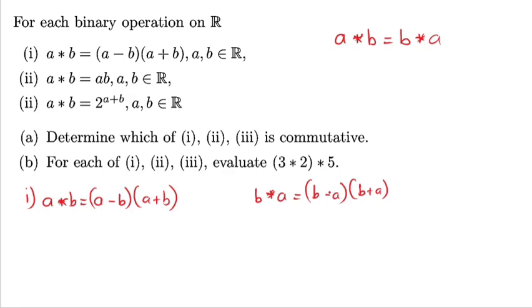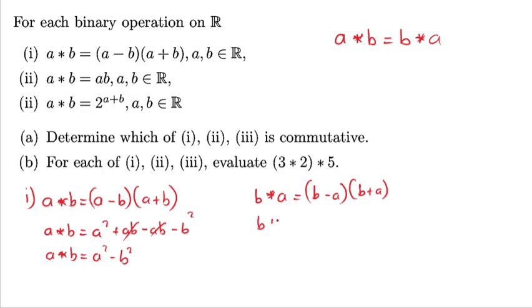Now let's see if these two are the same. For the first one, A star B: A times A is A squared, A times B is AB, B times A is negative AB, and B times B is negative B squared. So A star B is equal to A squared minus B squared, because this cancels out.